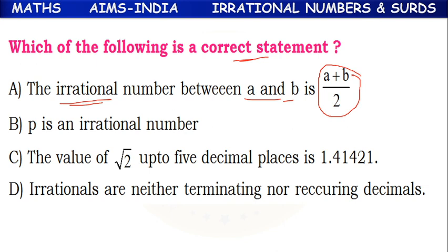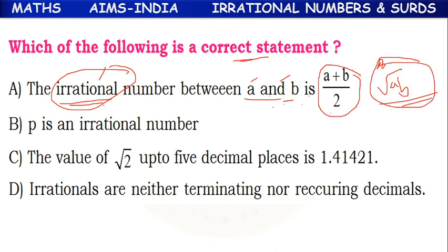Okay, actually it is correct, but one condition is there. Here the condition they have not given. No, actually the irrational number between A and B is root AB, not (A plus B) by 2. The rational number between A and B is (A plus B) by 2. But they asked for the irrational number. Irrational number means root of AB. So it is a wrong option.